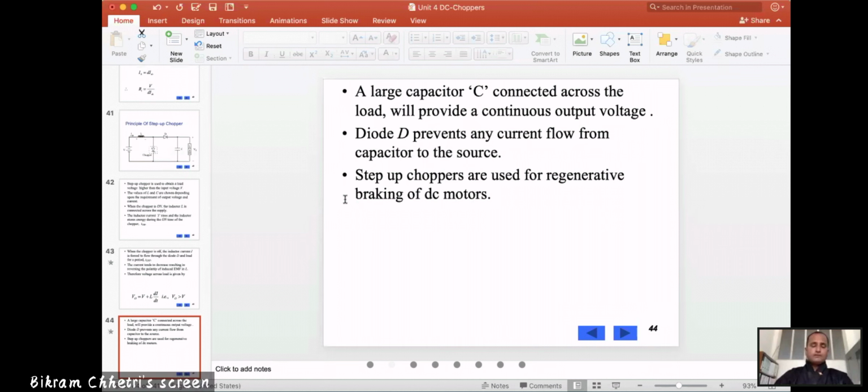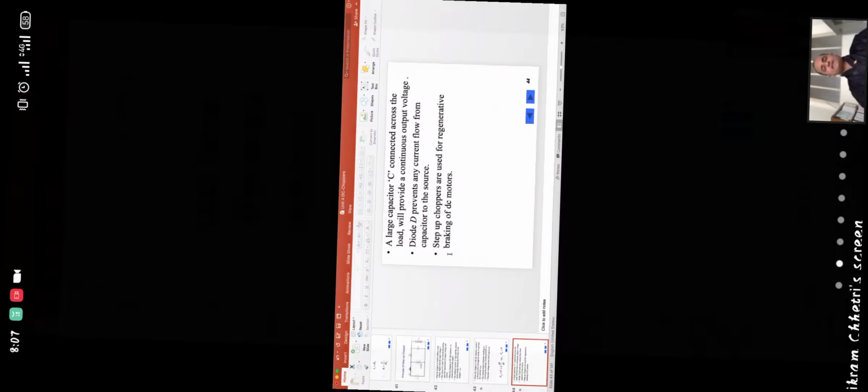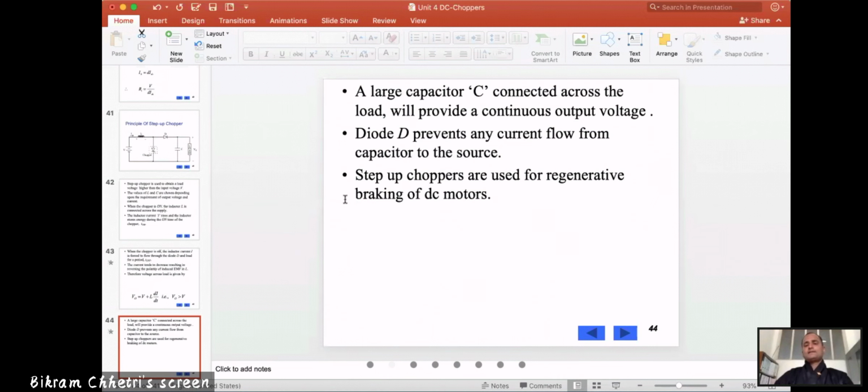So step up choppers are used for regenerative braking of DC motors. You must be thinking, why do we use these choppers? Especially, this is used for regenerative braking of DC motors.